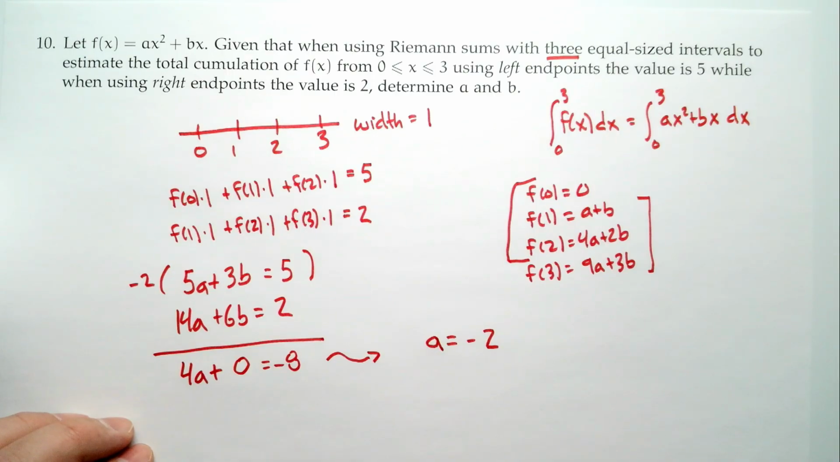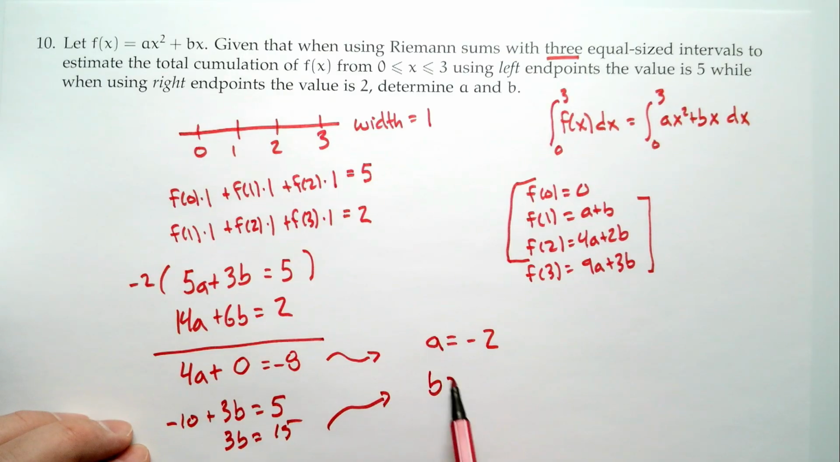Once you know what a is, just pick either equation, it doesn't matter, and plug it in. So, for instance, if I plug a into the first equation, I would say that negative 10 plus 3b has to equal 5. Add 10 to both sides, 3b has to equal 15, which tells us that b should be 5.